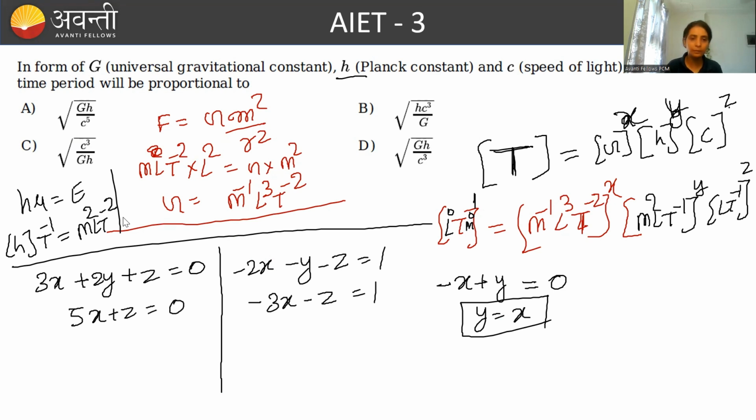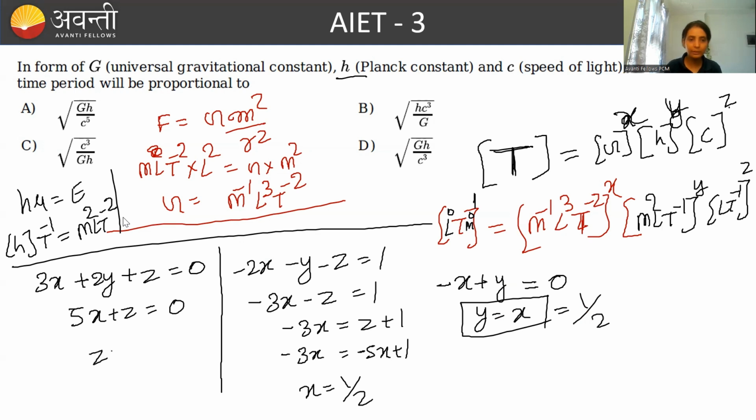Now here, -3x is equal to z plus 1. And from here we can write z equal to -5x. So write z as -5x. -3x is equal to what? -5x plus 1. So bring it here, x will become equal to 1/2. So x is 1/2, y is also 1/2. Now what will be the value of z? So z is -5x, that is -5/2. Now put the values and get the answer.